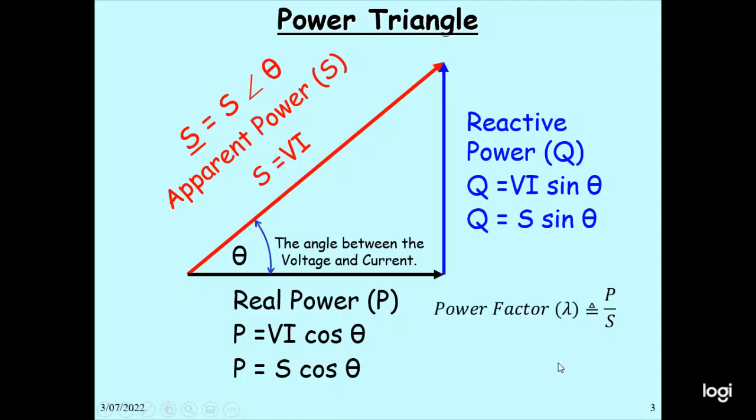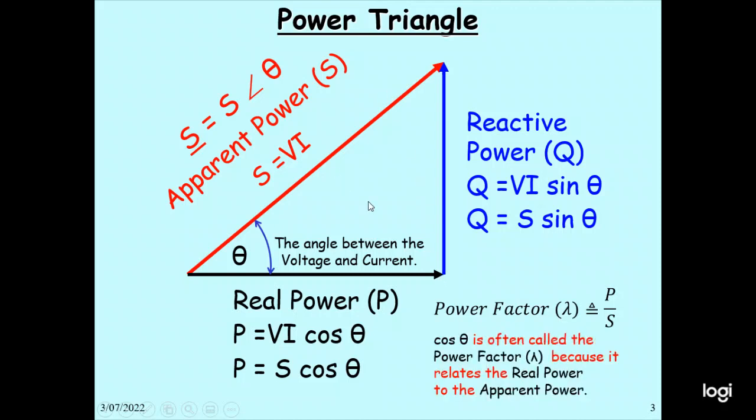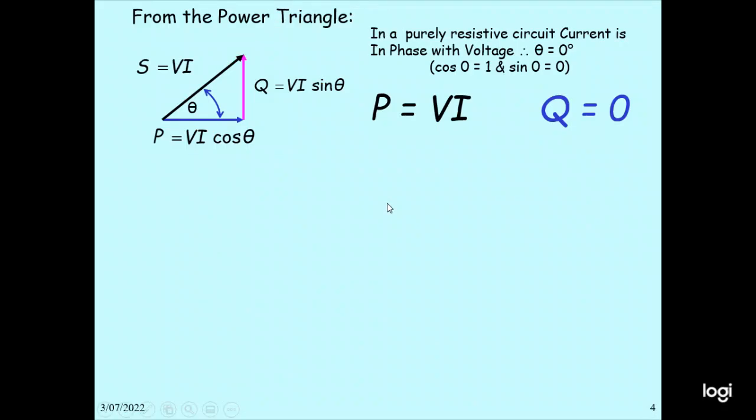Power factor lambda is P by S, the real power divided by the apparent power. So theta is often called the power factor angle because it relates the real power to the apparent power. So in this case, we draw the power triangle: S equal to VI, P equal to VI cos theta, Q equal to VI sin theta. For a pure resistance circuit, P equal to VI, Q equal to 0.